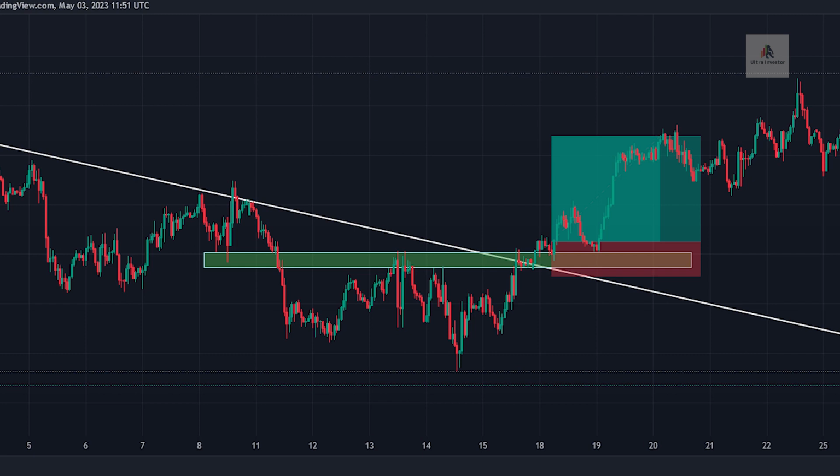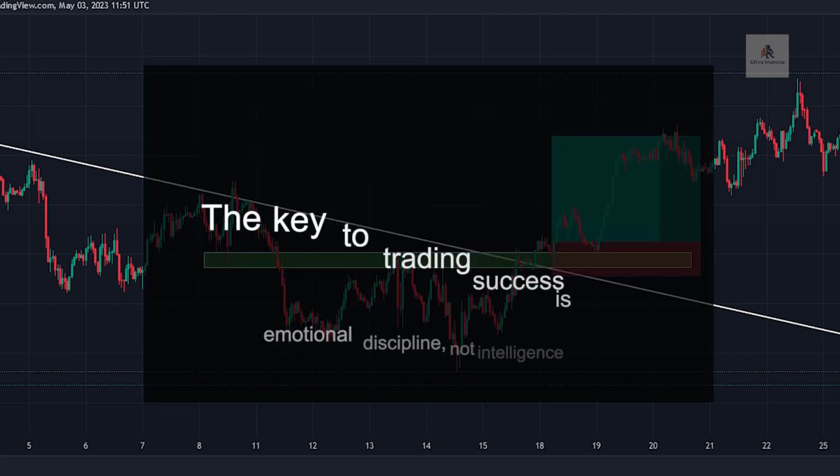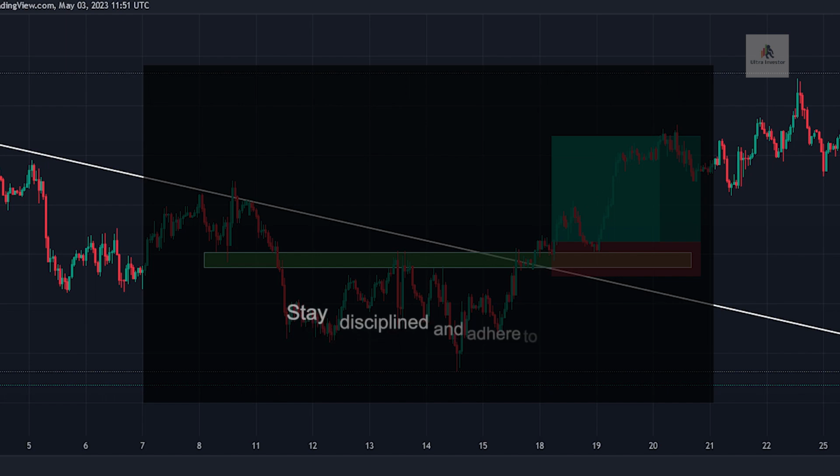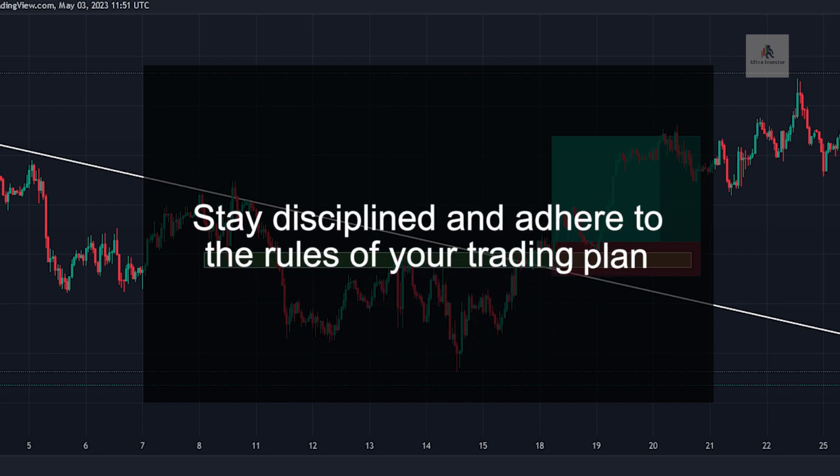Remember that even with these techniques, no strategy works all the time, and you may experience losses. The key to trading success is emotional discipline, not intelligence. So, stay disciplined and adhere to the rules of your trading plan.